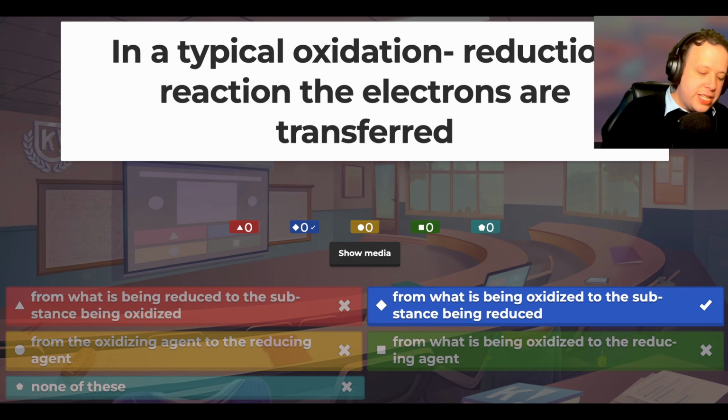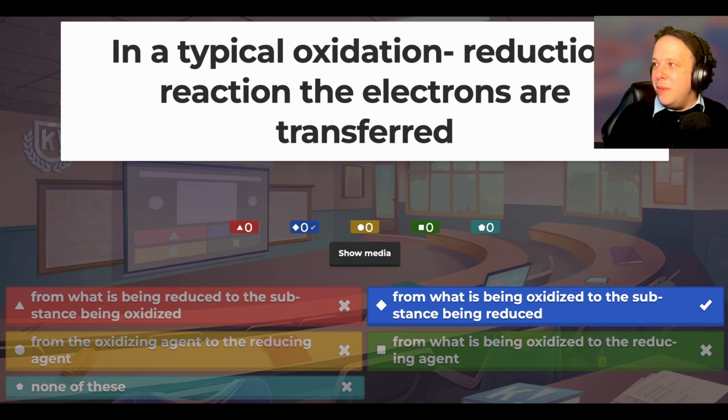It's losing, right? Exactly. So being that this is losing one, that means that this one is going through oxidation. And then this guy over here is gaining one. So this is being reduced.